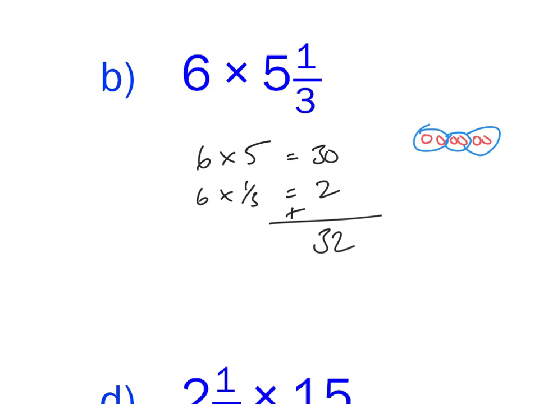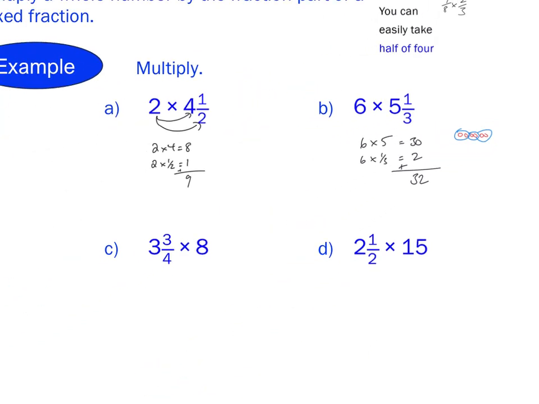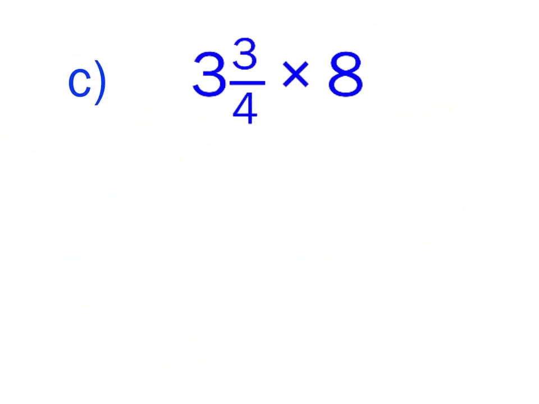Now, let's try another one. 3 3/4 times 8. So 3 times 8, what's that? 24. And then what we do is 3/4 times 8. What's that? If you're not sure how we get that, here's another way of doing it.